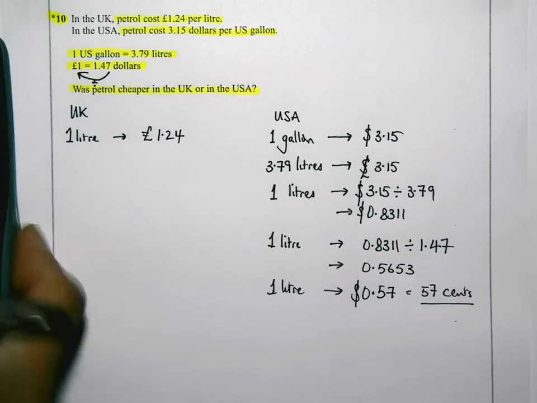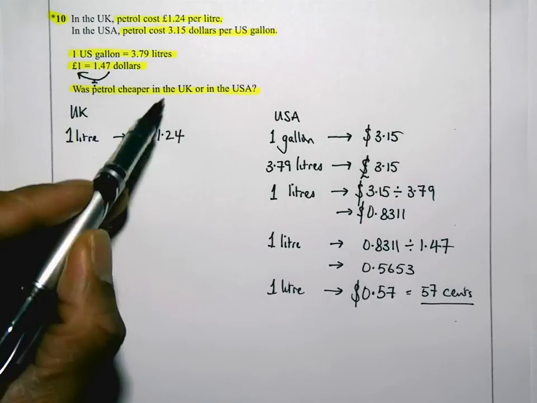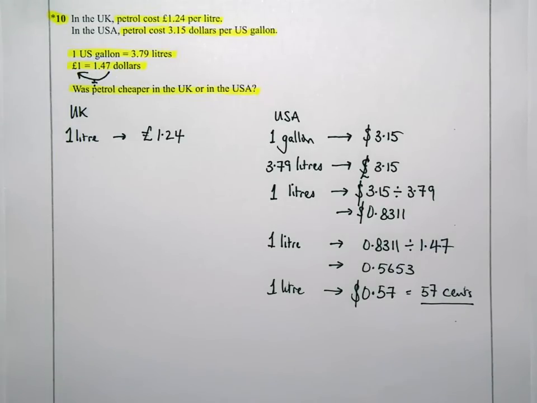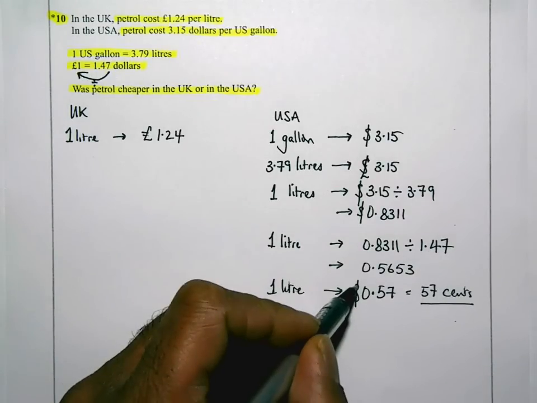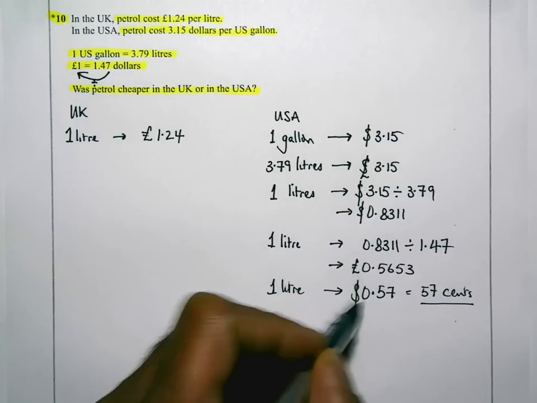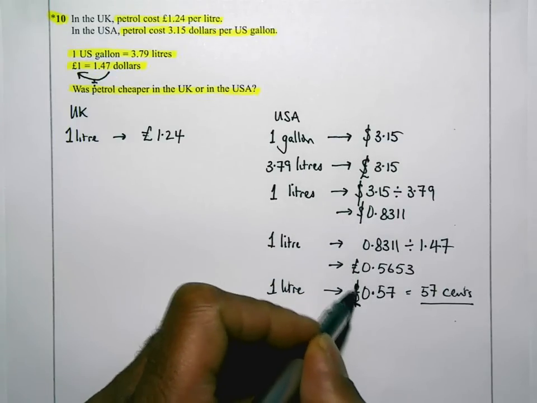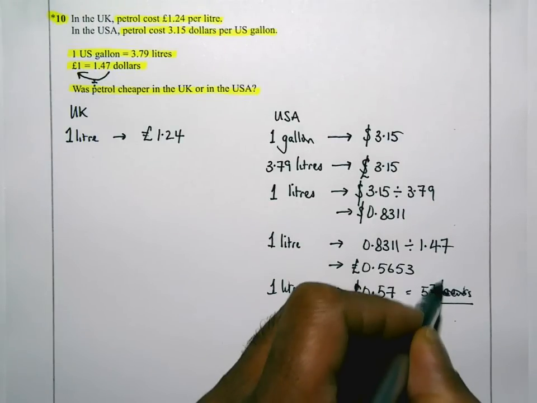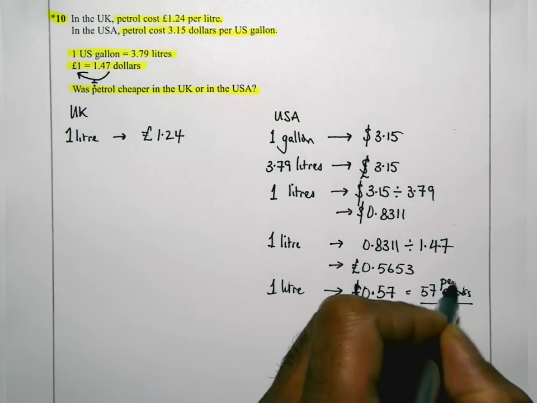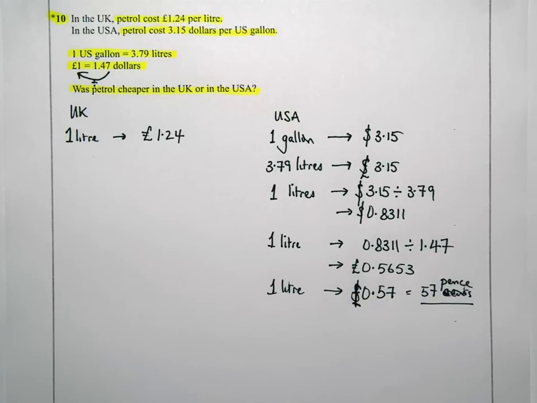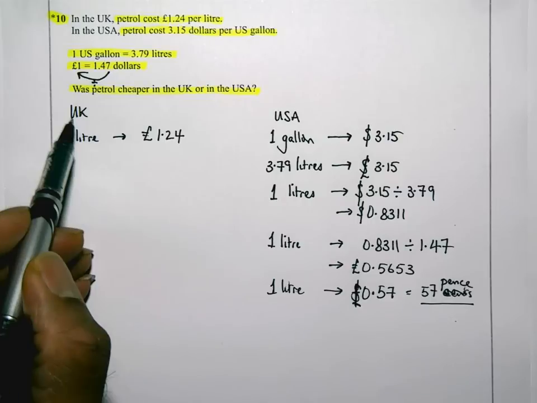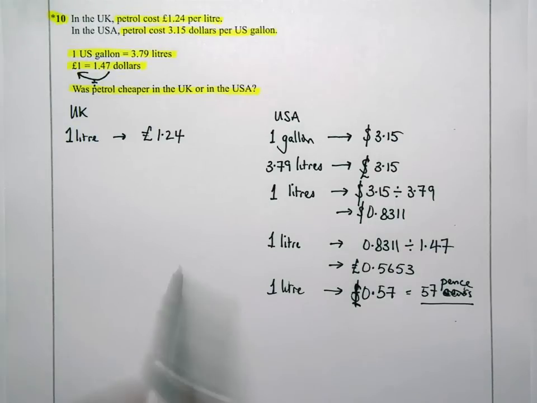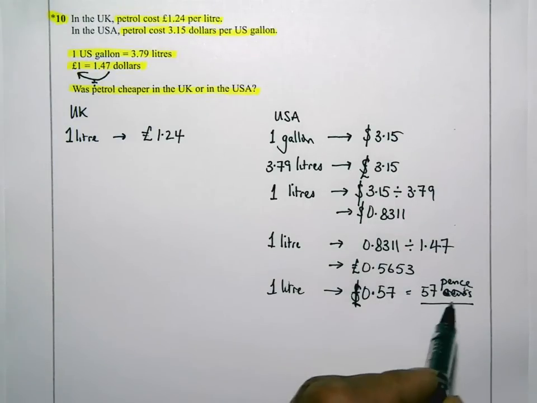The question asked, was petrol cheaper in the UK or in the USA? Actually, I've just realized I've done something wrong. I changed this into pounds, so that's not dollars. That's 0.57 pounds. That's 57 pence, not cents. So looking at doing my comparison, 1 litre of petrol in the UK costs £1.24. 1 litre of petrol in the USA is going to cost 57 pence or 0.57 pounds.